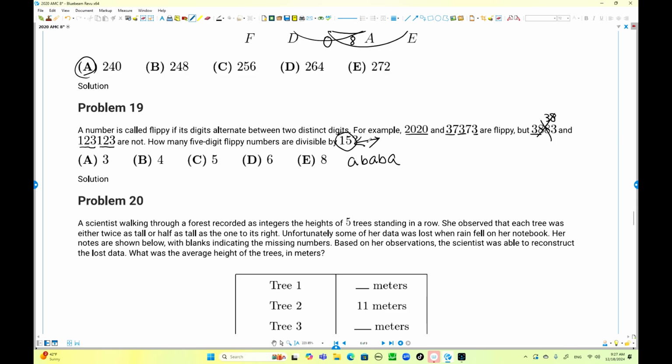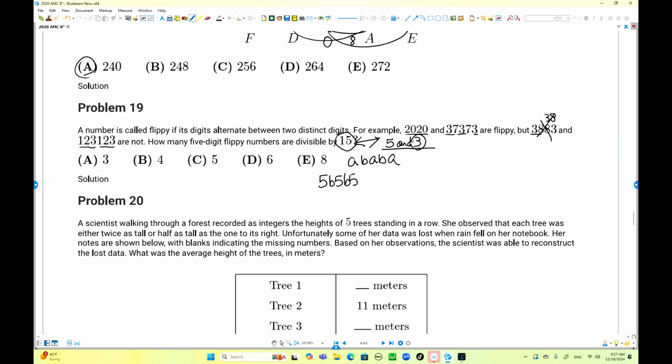Divisibility rules. 15 is what? Divisible by 5 and divisible by 3. Divisible by 5, last digit is 0 or 5. But 0 cannot be, right? So A is 5. So you got this one. 5B5B5.